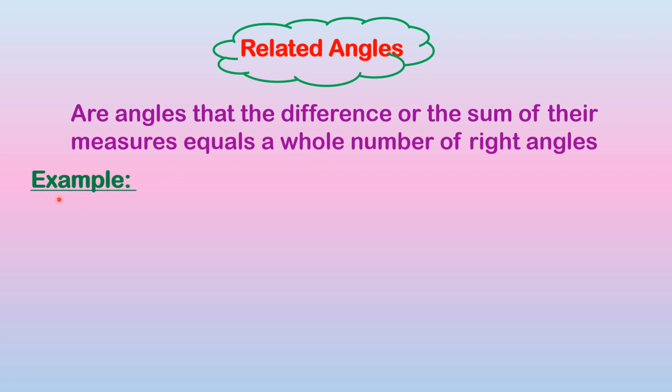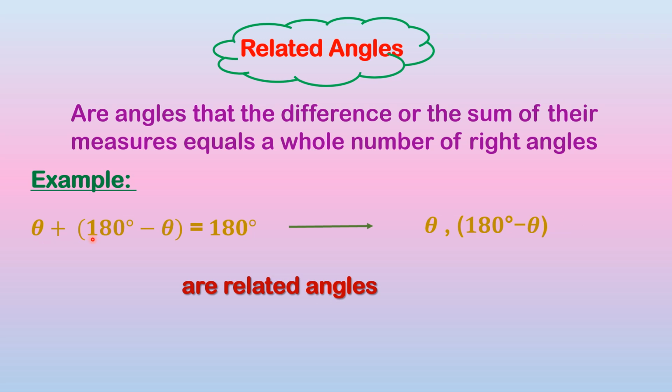For example, theta plus 180 minus theta equals 180. So theta and 180 minus theta are related angles. For example, 150 and 30 are called related angles, and 120 and 60 are called related angles.